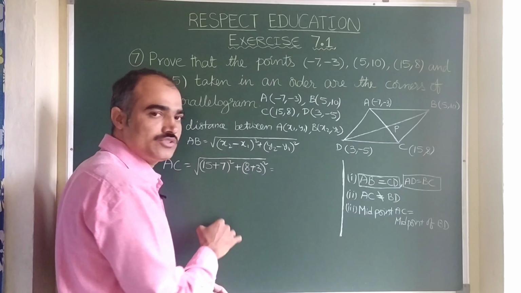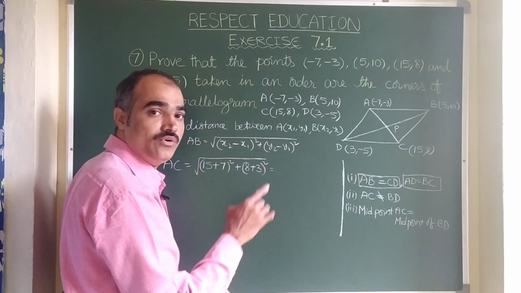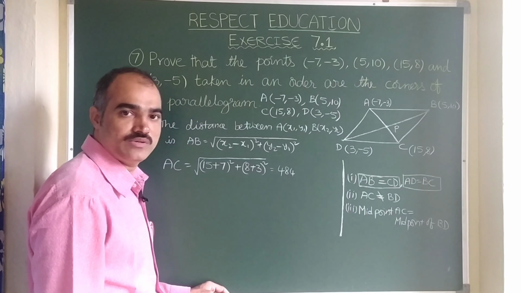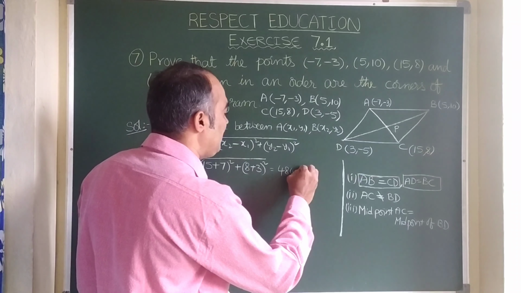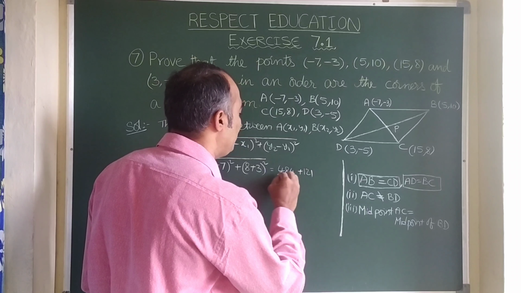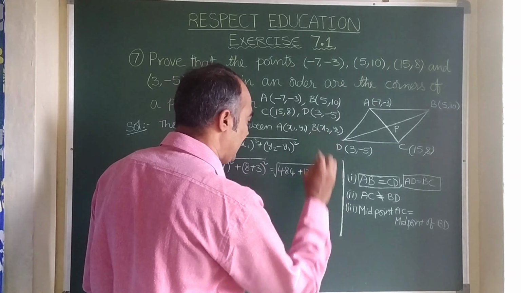So it is 22 square. 22 square is 484. That is the 22 square value. Same way here, 8 plus 3 is 11. 11 square is 121. So let us add them.